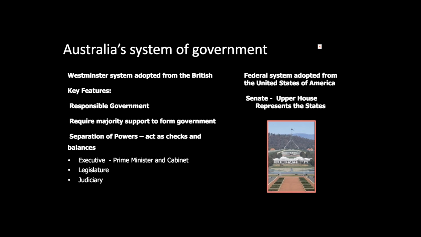It includes the doctrine of the separation of powers, which act as a system of checks and balances between the 3 branches of government: the executive, which is the Prime Minister and Cabinet, the legislature, which is the Parliament, and the judiciary, which is the courts. In addition to this, the Australian system of government is also a federal system, which was adopted from the United States of America. In this system, the Senate, the upper house, represents the states. Each state has an equal number of representatives in the Senate, no matter their population size.